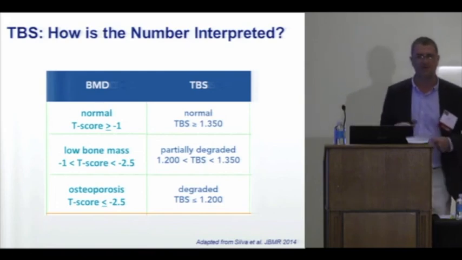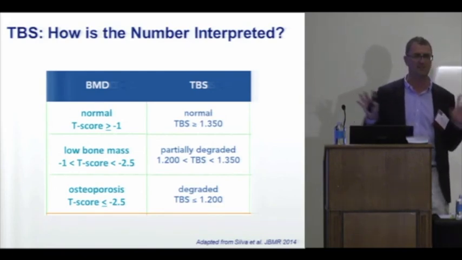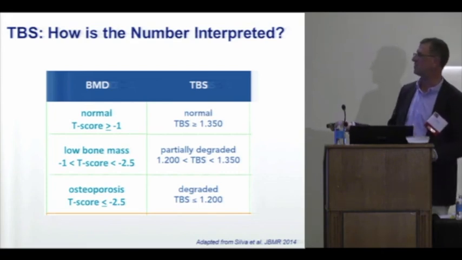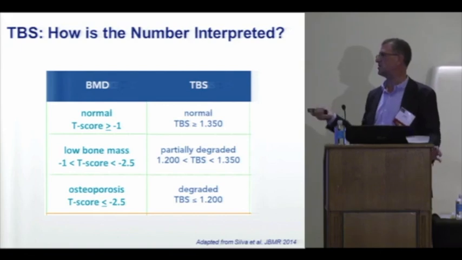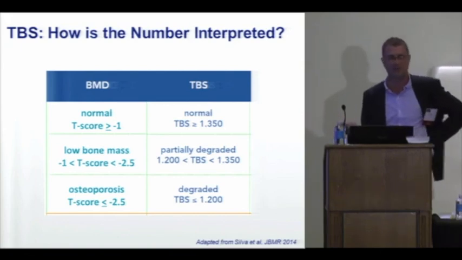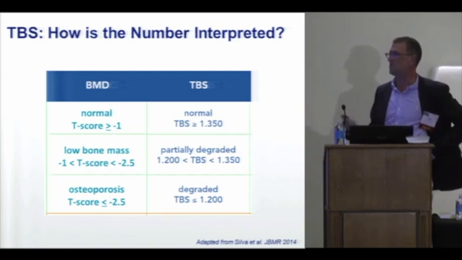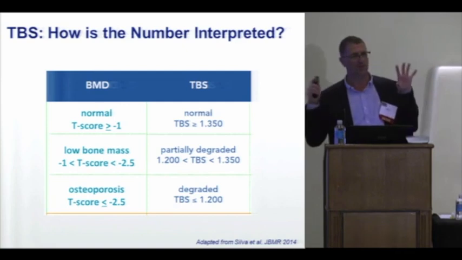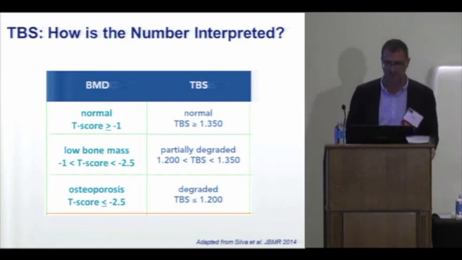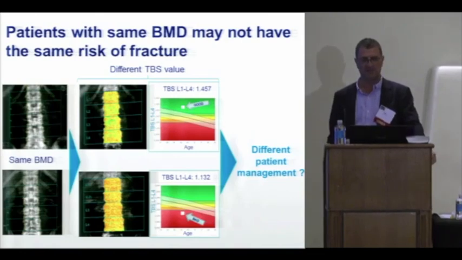From what I've seen in the review, if you divide the population by tertile, the lowest tertile corresponds to a TBS below 1.2, which is considered a degraded structure. If you're between 1.2 and 1.35, it's partially degraded. If you're above 1.35, you're considered to have a normal structure. These still need to be fine-tuned, but that is roughly the numbers.